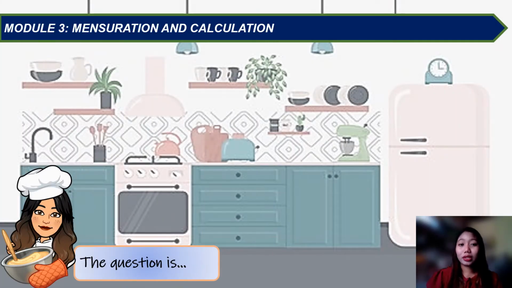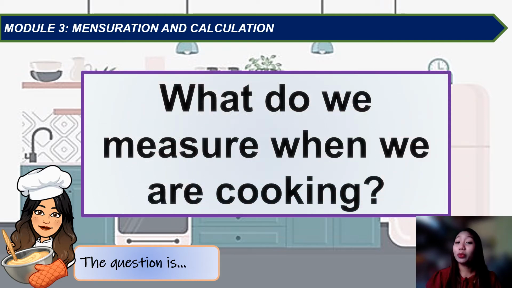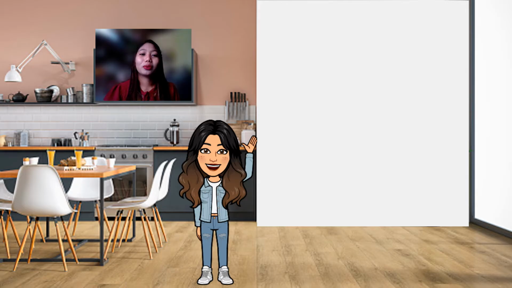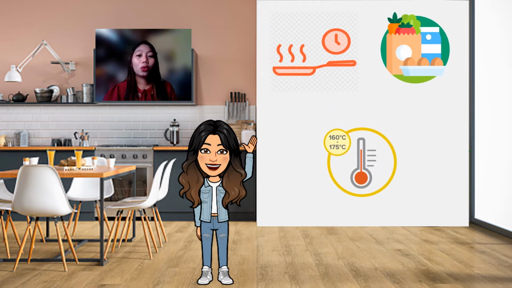The question now is, what do we measure when we are cooking? Can you imagine, can you identify anything that is being measured when we are cooking? Have you observed your mother when she is cooking? Is she measuring something? Let's find out. Typically, there are 3 things that are being measured when we cook, and these are the following.